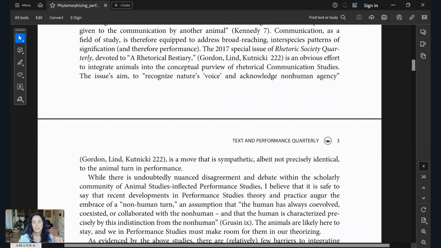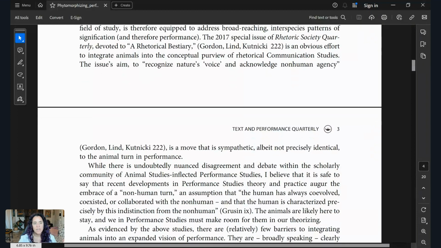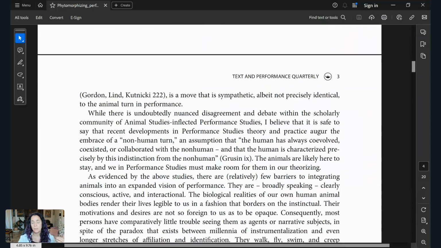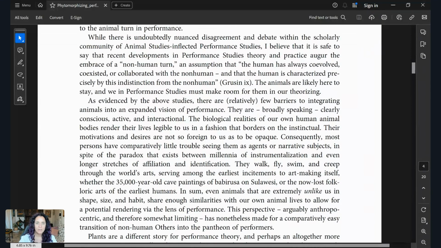The 2017 special issue of Rhetoric Society Quarterly, devoted to a rhetorical bestiary, is an obvious effort to integrate animals into the conceptual purview of rhetorical communication studies. The issue aims to recognize nature's voice and acknowledge non-human animal agency, a move that is sympathetic, albeit not precisely identical, to the animal turn in performance. While there is undoubtedly nuanced disagreement and debate within the scholarly community of animal studies inflected performance studies, I believe that it is safe to say that recent developments in performance studies, theater and practice augur the embrace of a non-human term.